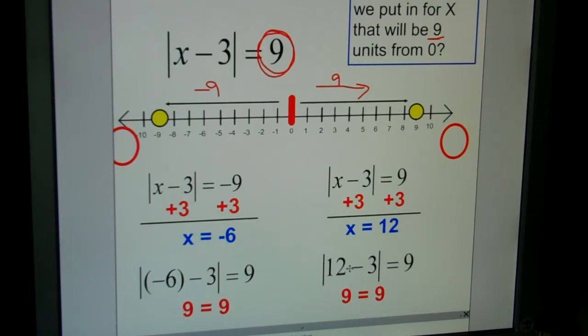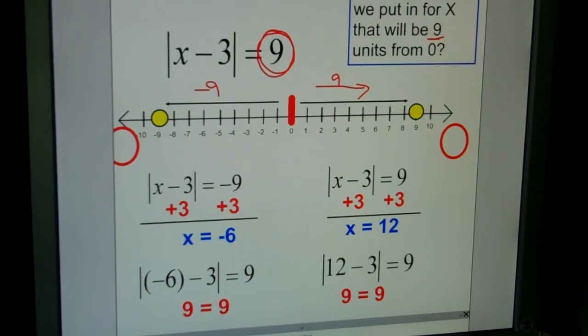I have, on this side, 12 minus 3. I plugged in 12 for x, and 12 minus 3 is 9. 9 equals 9, those are equal. That's been justified. So with an absolute value equation, you have two answers. x can be equal to negative 6. It can also be equal to 12.